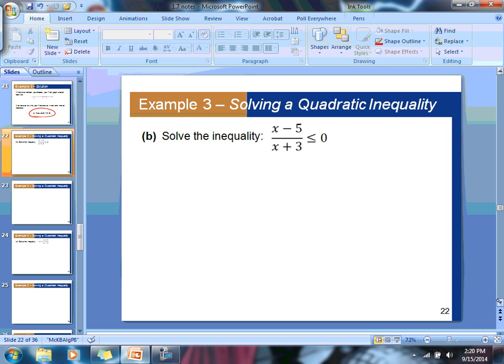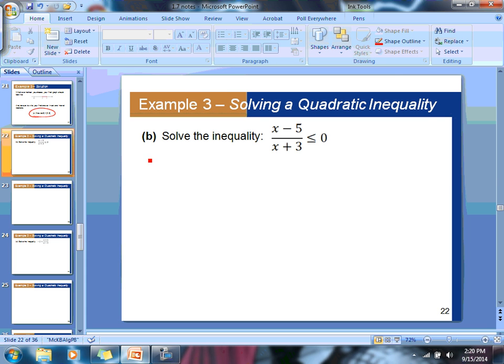Okay. So now, example 3 part B, we're going to go through the same process, except this time we have a fraction. So it's already set equal to 0, so we don't have to worry about that first step where we're setting everything equal to 0. So we have x minus 5 divided by x plus 3 is less than or equal to 0. And I can't really factor. Can't do anything to the numerator or the denominator to simplify them.